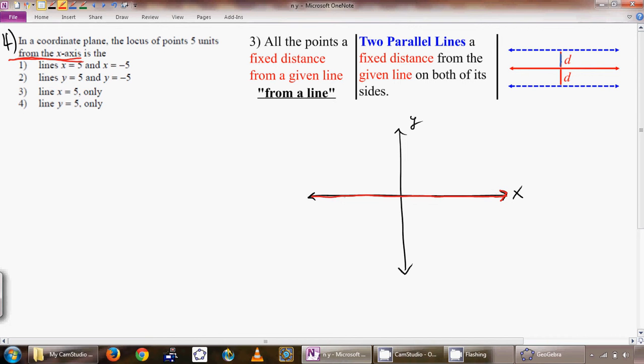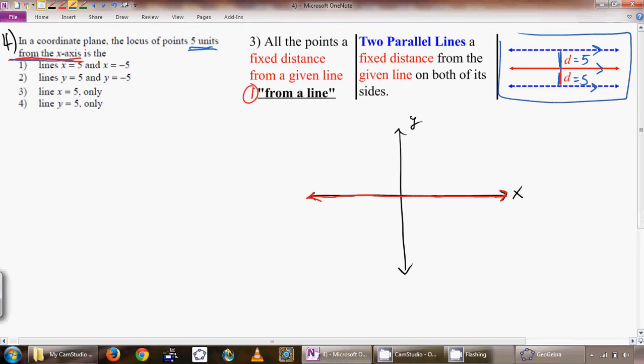Is this a point? No, because look, it's going on forever in both directions. It's a line. It's a singular line. So our condition is from a line. And our locus is going to look like two parallel lines to the original given. And they're going to be a fixed distance, whatever they tell me, away from that line. Both of them will be. So in this problem, they tell me they want to be 5 units from the x-axis. So we're going to be 5 units.